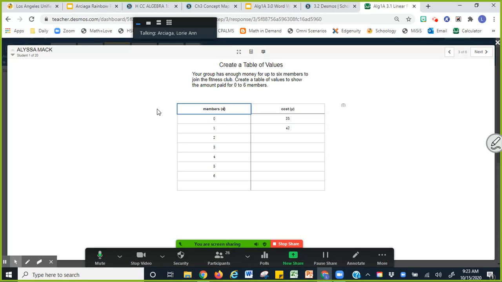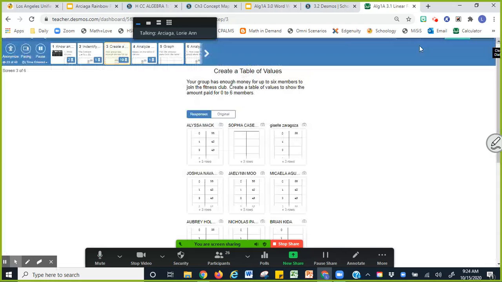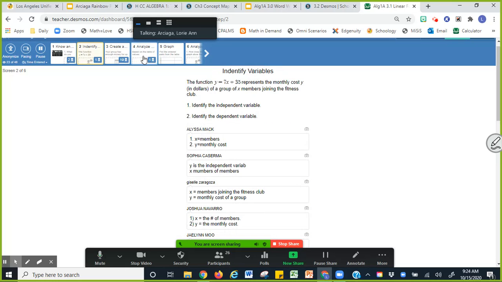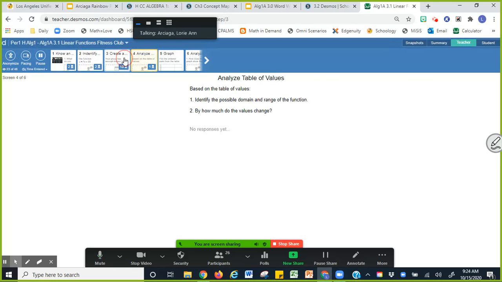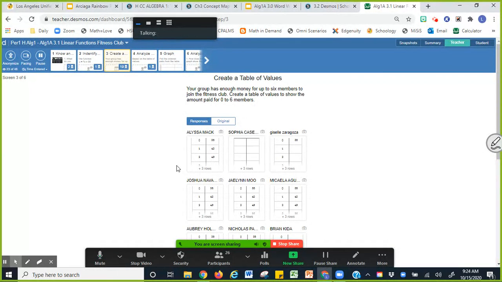So Alyssa said if there's zero members or x is equal to zero, the payment will be 35. Yeah, so try to remember the function that was given at the beginning. It was y is equal to 7x plus 35, right? Y is equal to 7x plus 35.